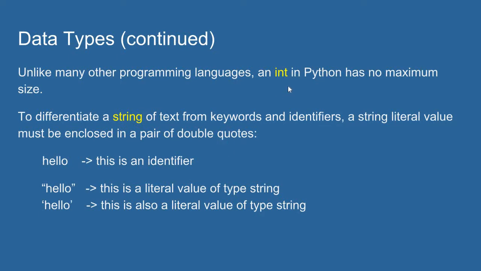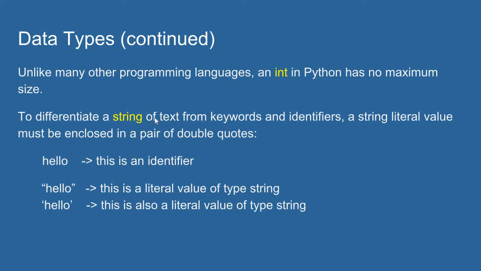Now, a little bit more about an integer in Python. If you have programmed in other languages, a lot of the time the integer types, or the whole number data types, have specific sizes. For example, an int in C# can only hold whole number values up to plus or minus 2 billion and a little bit more. But in Python, the integer has no maximum size. So you can store very large integer values in Python.